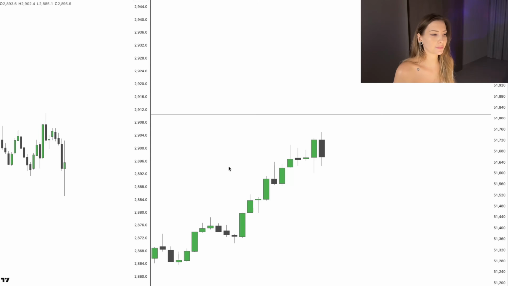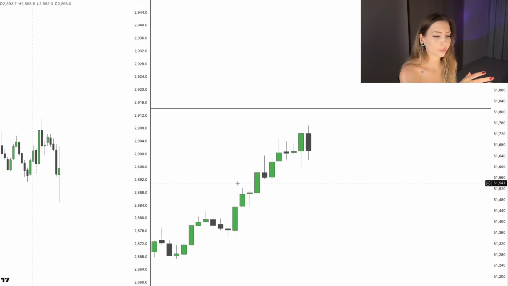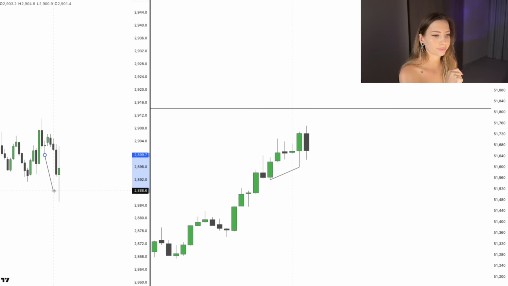This is a standard SMT divergence, and on its own it's already a meaningful piece of confluence, but alone is never enough. What I'm looking for here is a double stage SMT. So we can see that we have an SMT right here with this low. As you can see, this asset is trading higher and the correlated asset is trading lower right here.